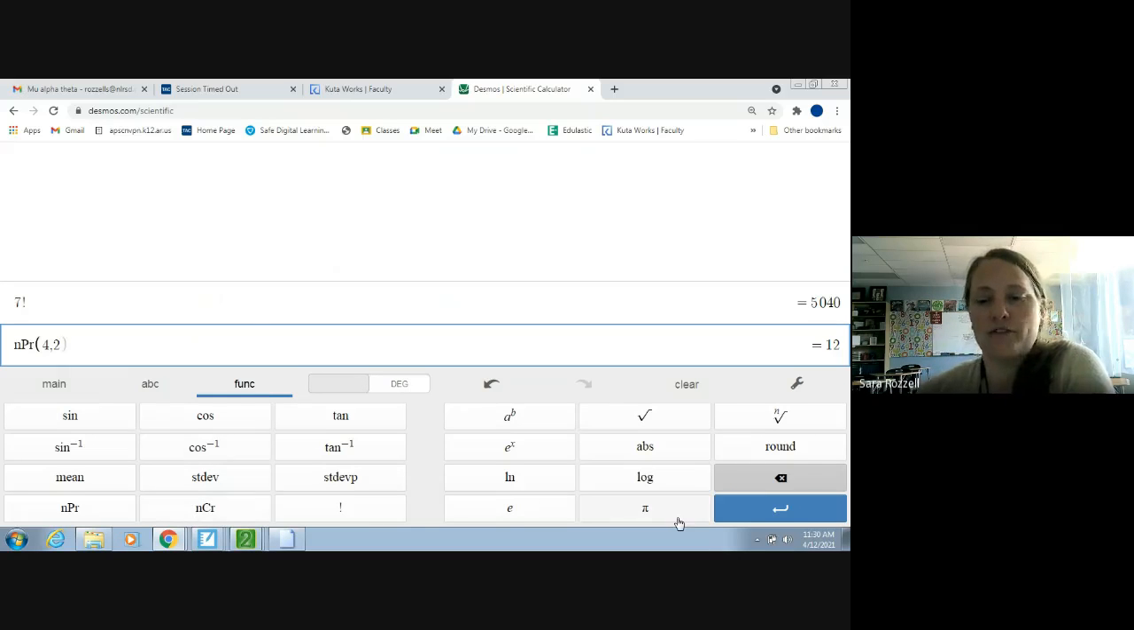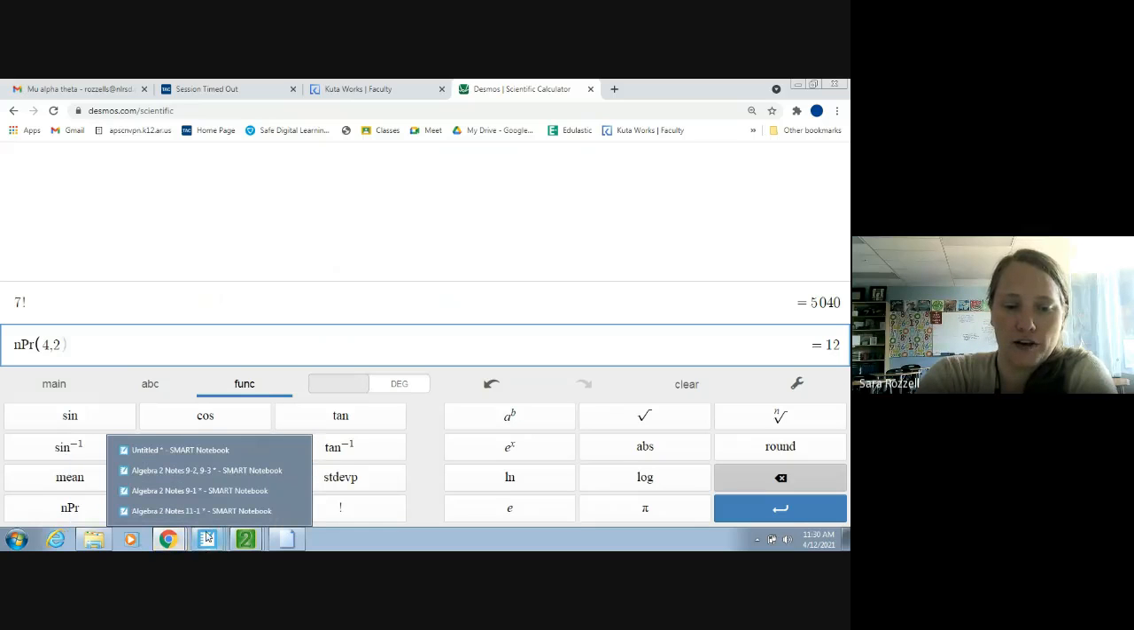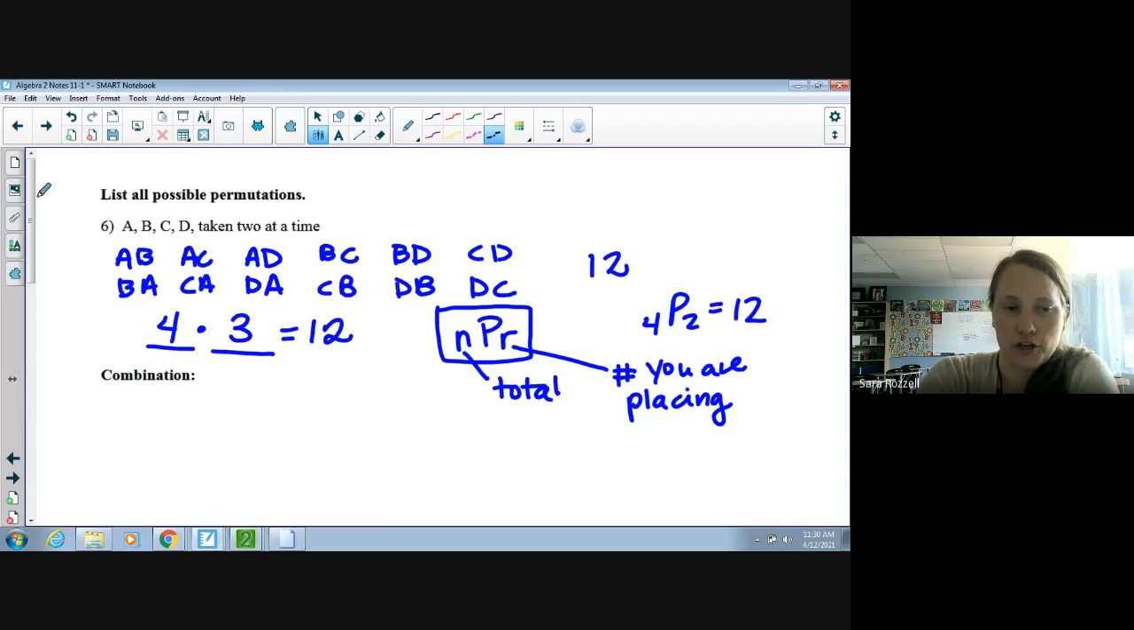All right, so now we've got combinations. Do you think that there is something we're going to use for combinations that's also on the bottom row? We had permutations, it's NPR, and combinations, what do you think we're going to use? The NCR, yeah. So we just have to know the difference between the two of them and how you pick.